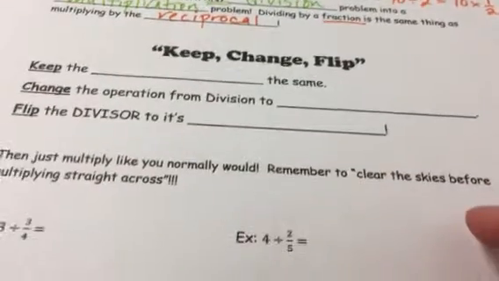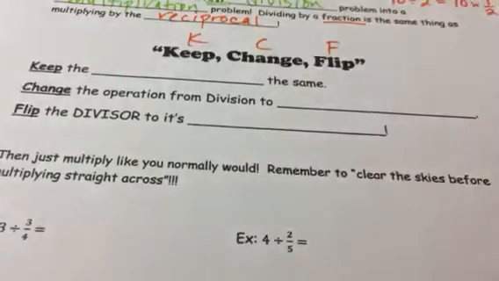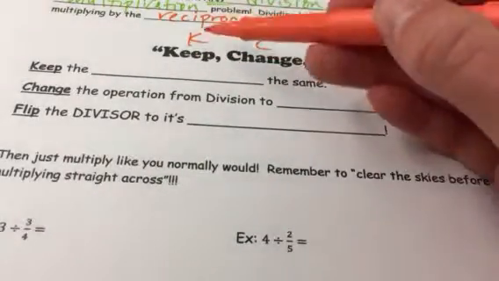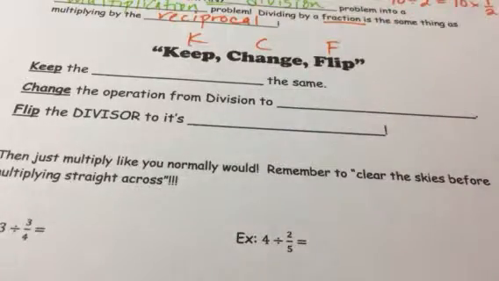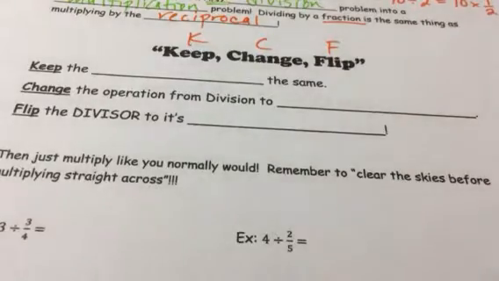So our little saying for ourselves to remember this is going to be keep, change, flip. And you might be like, what in the world does that mean? KCF is going to represent keep, change, flip. It's not KFC. I like to think about it as Kentucky chicken that's fried to perfection. So that's kind of your way you can remember it. And let's talk about what it means.